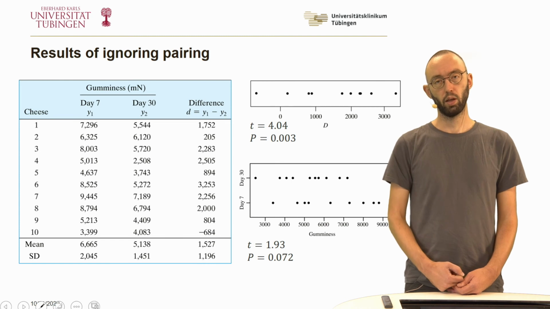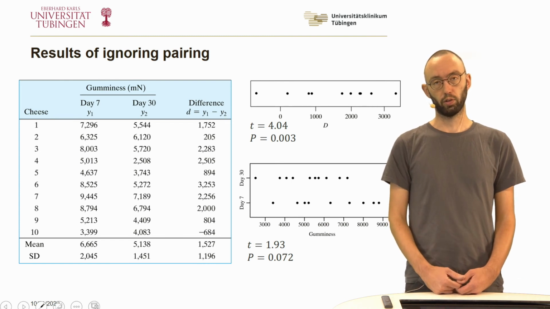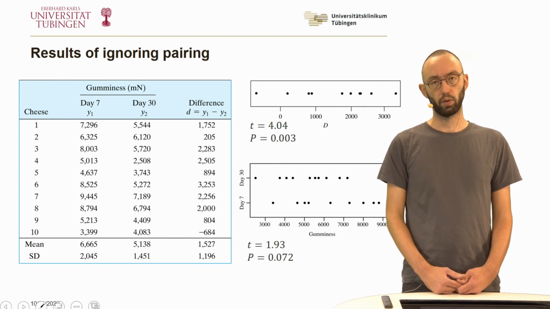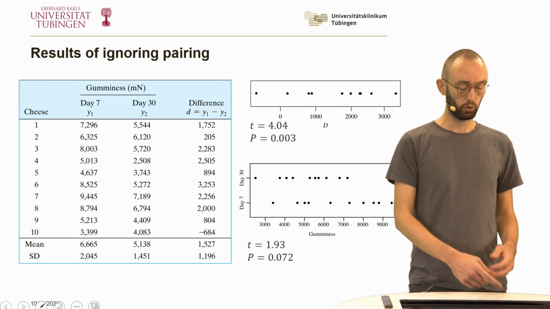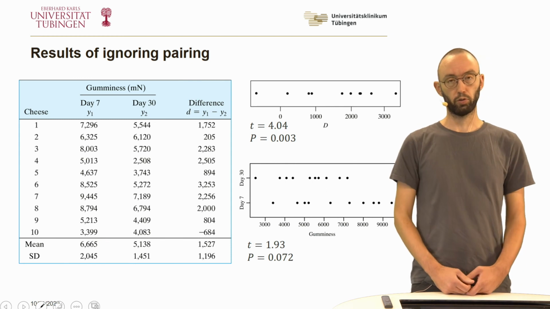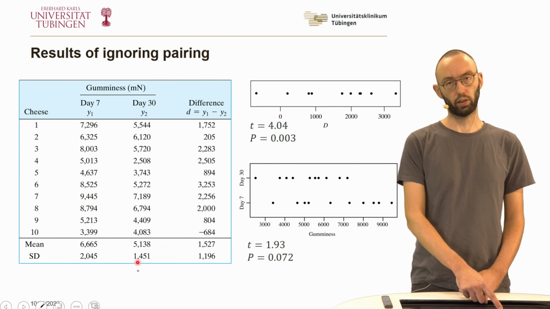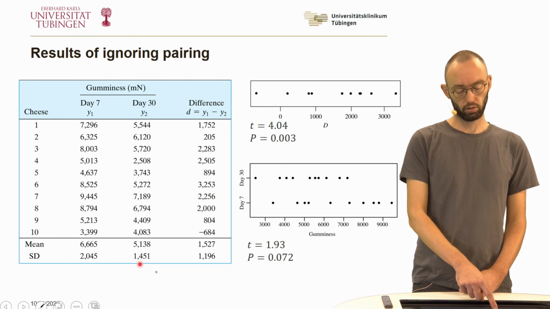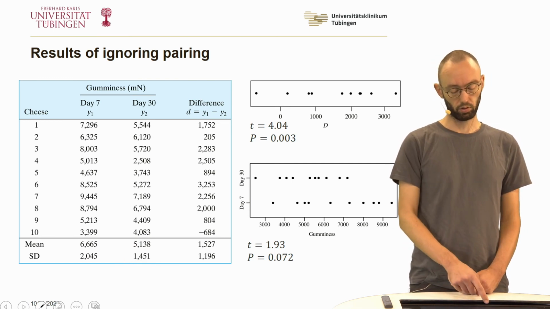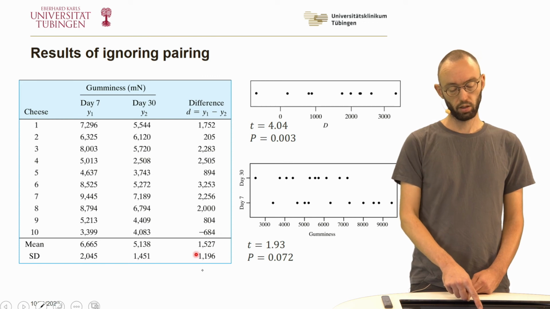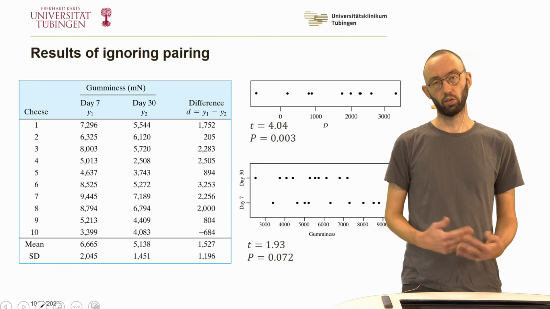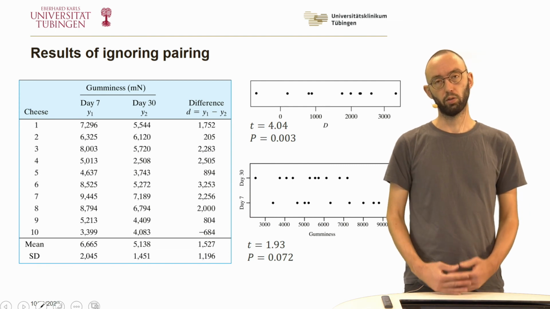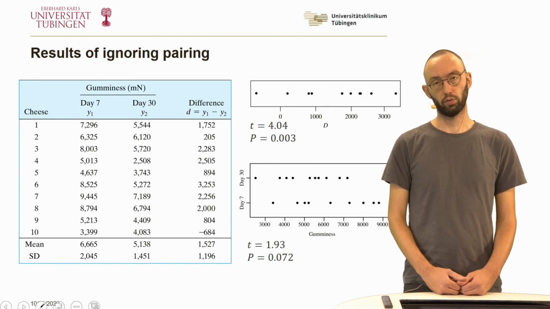You will remember that the standard error for the difference in means in the independent sample case included a term both for the standard deviation of the first sample and the standard deviation of the second sample. And this is typically larger than the standard deviation of the differences. And this is because in the paired design, we subtract out some of the baseline variability.